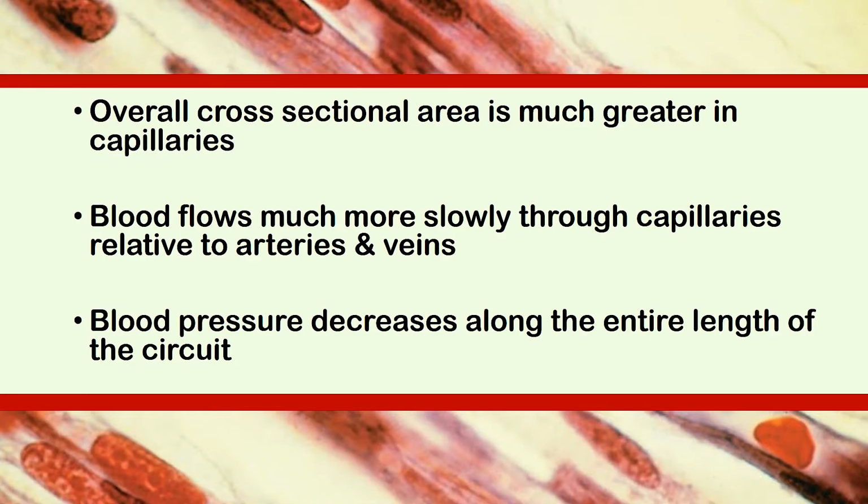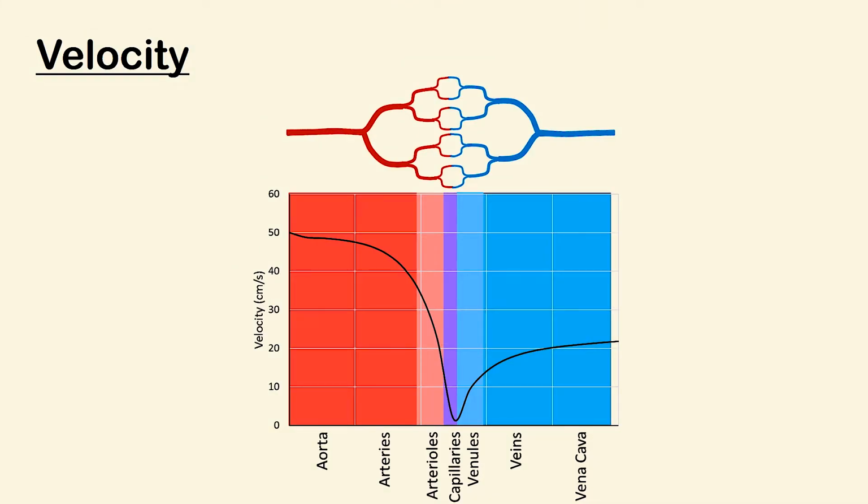As blood flows into those capillaries, because there's so much cross-sectional area, the blood has a tendency to slow down and move much more slowly during the transit through the capillaries relative to the arteries and the veins.